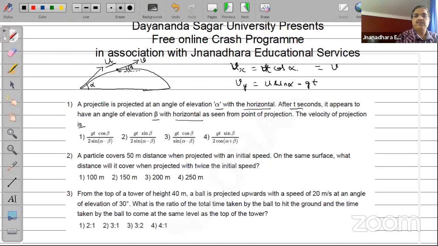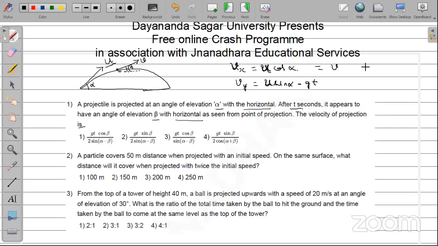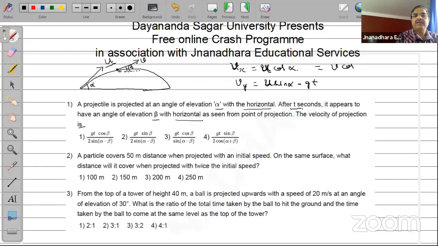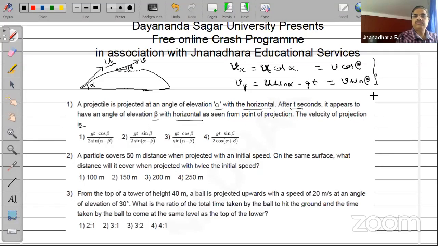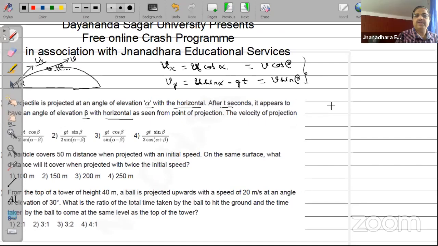But what is Vx and what is Vy? This is U, by the way, I'm reiterating. Vx can be written as V cos beta, and Vy will be equal to V sin beta. Now if I divide one by the other, I get tan beta equal to (U sin alpha minus gt) by U cos alpha. Am I right?